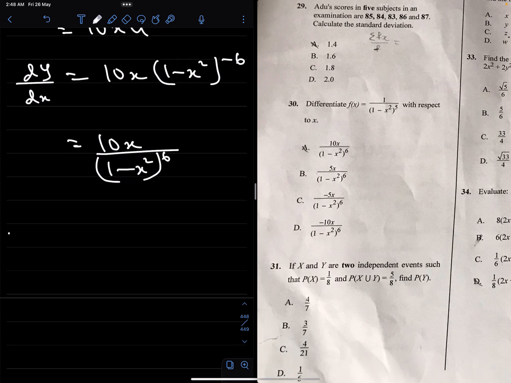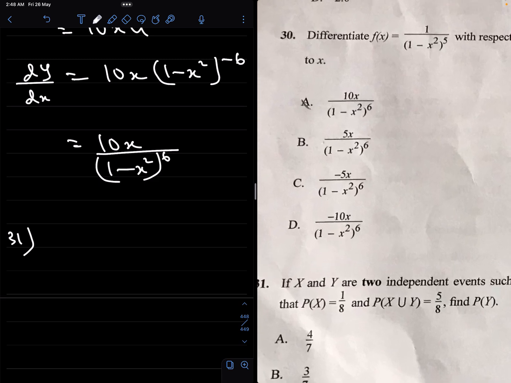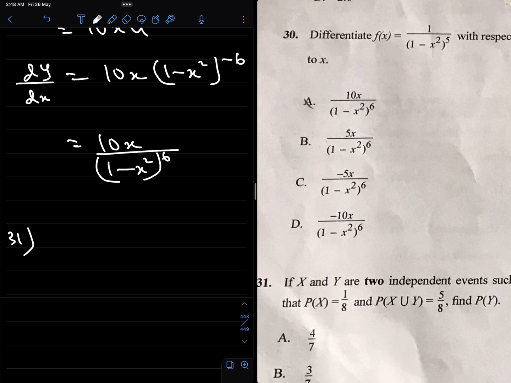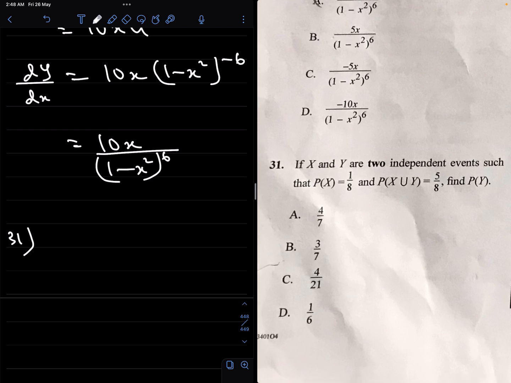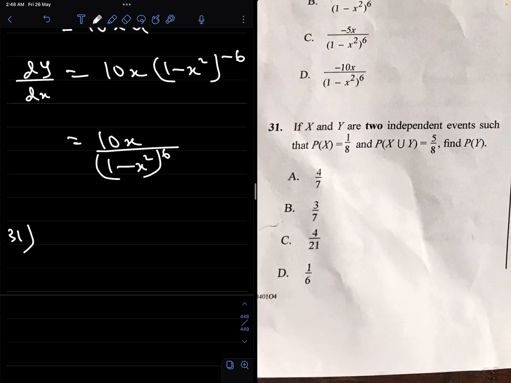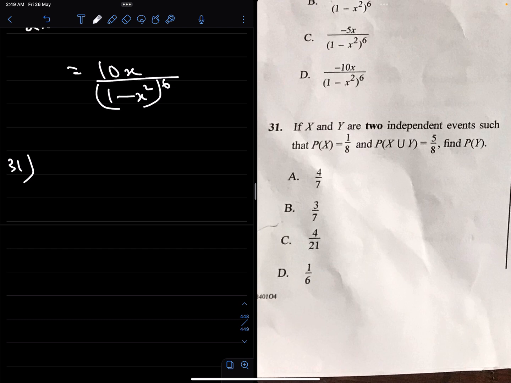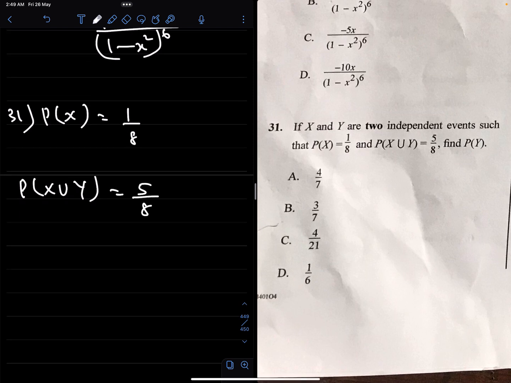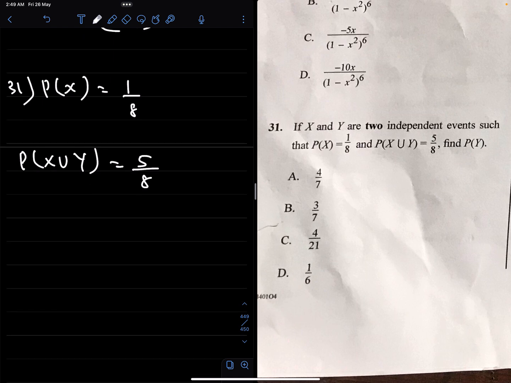We go straight to the next, which is number 31. The correct option to number 30, by the way, is 10x over (1 minus x squared) raised to power 6. That's A. Now to number 31. It says, if x and y are two independent events such that the probability of x is 1 over 8 and the probability of x union y, that simply means the probability of x or y, is 5 over 8, find the probability of y.